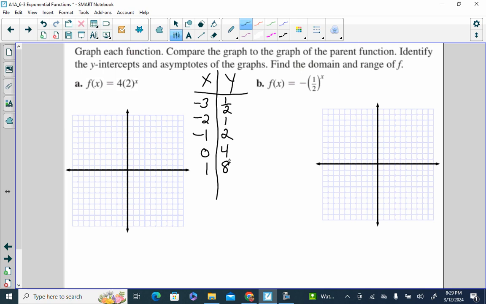Because an input of 2 would be 2 squared is 4, 4 times 4 is 16. It just gets too large. So we want to stick with inputs that are right around the origin. So we go to graph it.